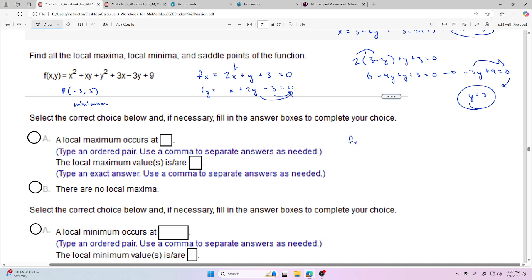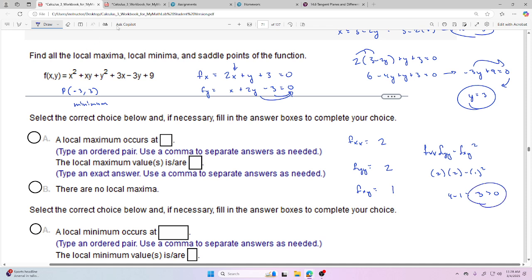So then we got to do xx, and then yy, and then xy. So xx, I already have my x. What's my xx? 2. What's my yy? 2 as well. And then my xy? 1, yep. So the formula is xx yy minus xy squared. So I've got 2 times 2 minus 1 squared. 4 minus 1 is 3, which is greater than 0.